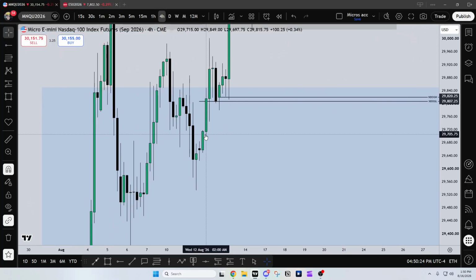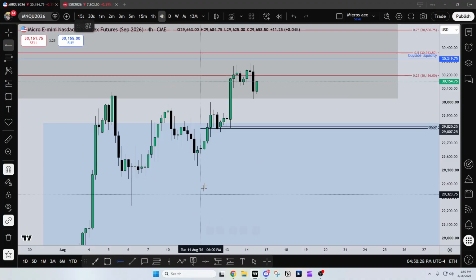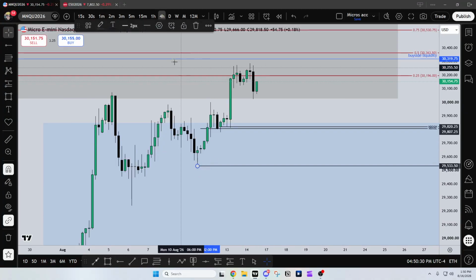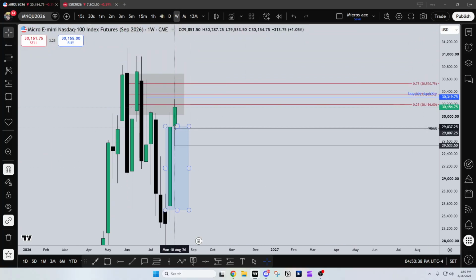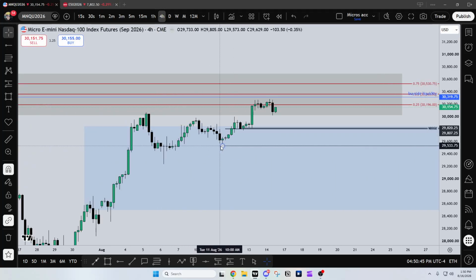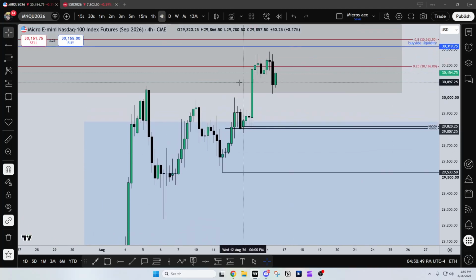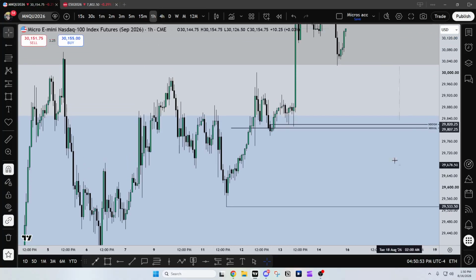We have these two fair value gaps here. This low is like the main fair value gap low on the weekly chart. So if we want to trade past this wick, then this low would be that actual fair value gap high. And then on the hourly, same thing.